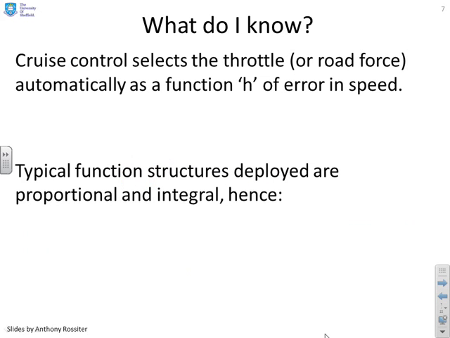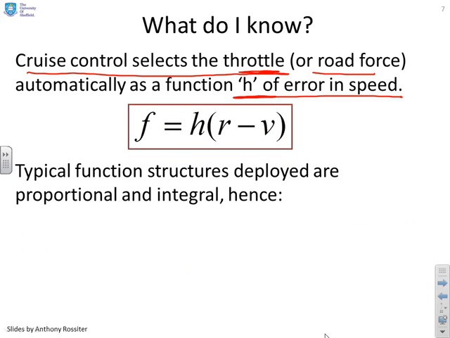Now, what else do I know? Well, a cruise control will select the throttle position, which then equivalently gives you a force on the road, automatically as a function of the error in speed. Okay? So what we've got is the throttle position F is some function h of the error in speed, which I'm writing as r minus v. R, the desired speed, v, the actual speed. So that's a typical sort of control law, but I've not said what this function is.